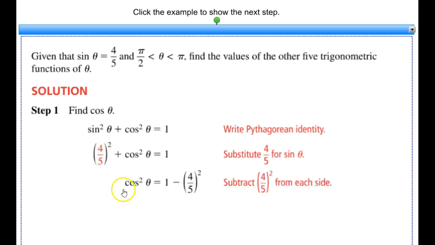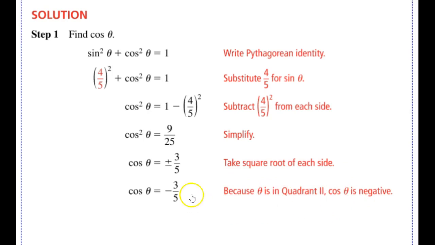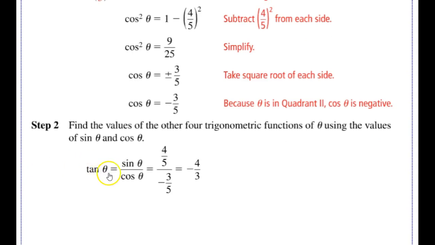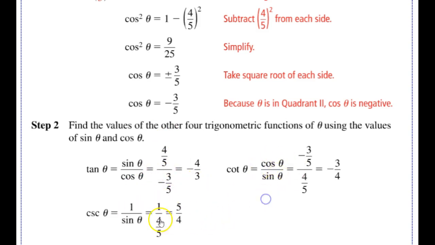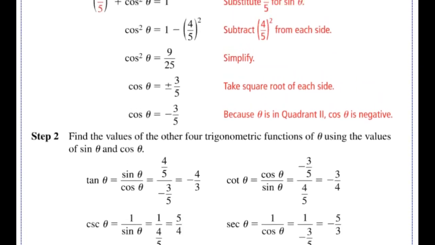So I'm going to end up squaring that, subtract that from each side. So I end up with cosine squared equals 9 over 25. So then to find cosine, I go ahead and take the square root of both sides. So I end up with plus or minus 3 over 5. Since I'm in the second quadrant, I know that my cosine is going to be negative. So now I have all of the values that I need. Okay, so I know tangent is sine divided by cosine, so I take my sine and divide it by cosine. Cotangent is cosine divided by sine. Cosecant is 1 divided by sine. Secant is 1 divided by cosine. And there's all of my trig functions. Okay, so that's one way I can look at this.